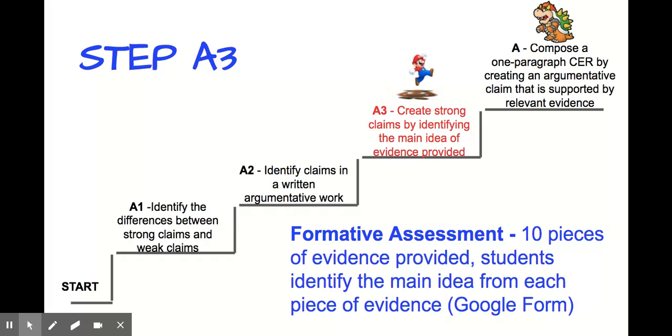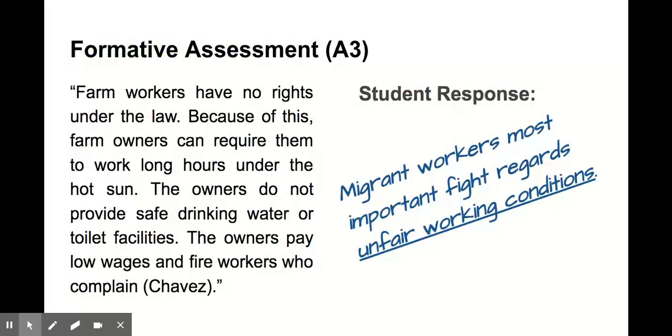For this particular formative assessment, students will be given 10 pieces of evidence and provide a main idea for each piece of evidence. The goal here is for students to realize that evidence supports the main idea of their claim. The example on the left is an excerpt from a reading. Students had to find the main idea of that quote and compose their own claim. The example this particular student wrote is, "Migrant workers' most important fight regards unfair working conditions."